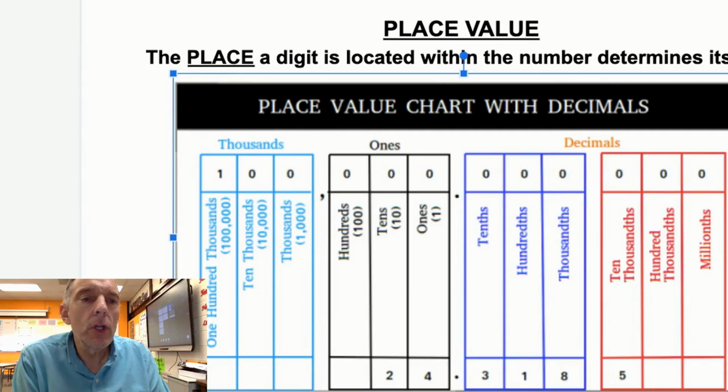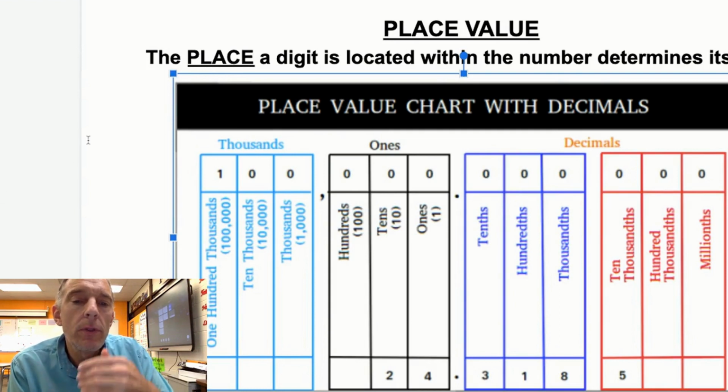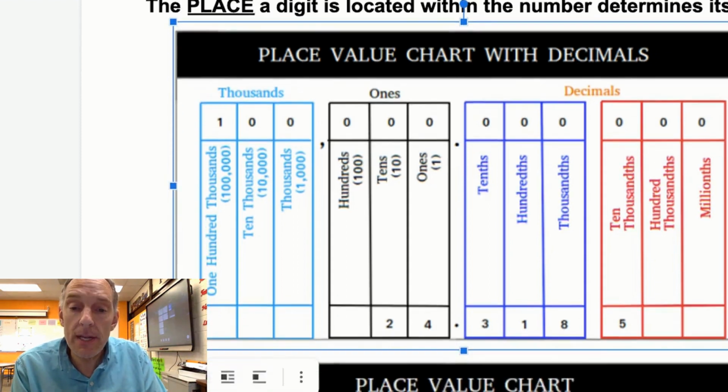Anyway, let's get back to our math and looking at place values. We're going to look at place value. The term place value actually means that the value of the digit within a number is determined by the place in which it is located.